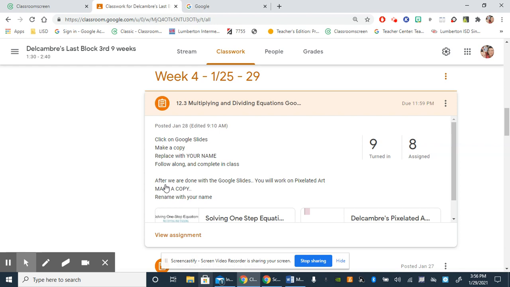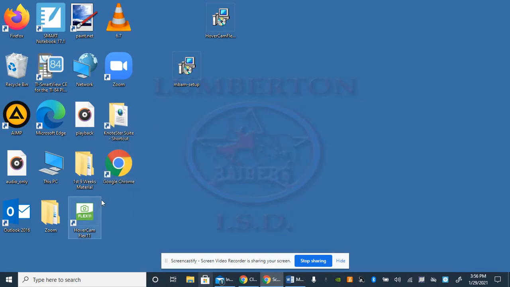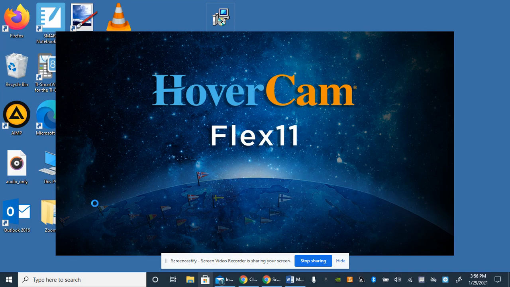Your other thing that you're going to do is this pixelated art. Again, you're going to make a copy and rename it with yours, and when you do it correctly, you'll see to the side on the left that it will become unpixelated, if that's what you call it, or pixelated, one of the two. So let's get started.